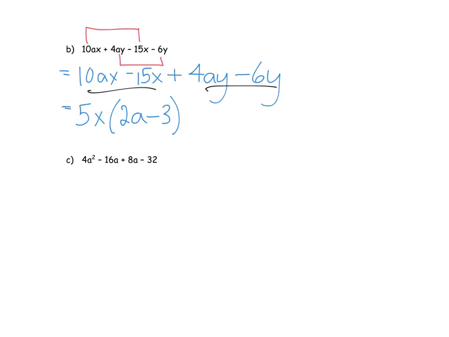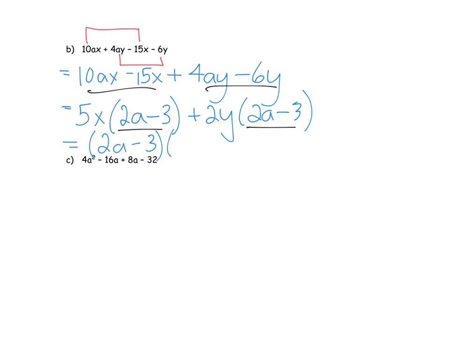Okay, and then in your second group, it looks like you have a 2 that's common and a y. Okay, and what are we going to be left with? We're left with 2a minus 3. And again, remember the goal is you need this binomial and this binomial to match so that in your final step you can common factor that binomial out, and then you're left with 5x plus 2y.